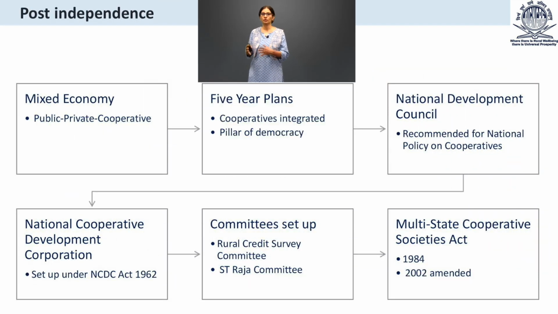Now coming to post-independence. After independence, India's approach for economic development was to have a mixed economy consisting of 3 sectors, namely public, private and cooperative sectors. Cooperatives were visualized to play the role of a balancing factor between public and private sectors. After independence, cooperatives became an integral part of the 5-year plans. Pandit Jawaharlal Nehru considered cooperatives one of the important pillars of democracy.